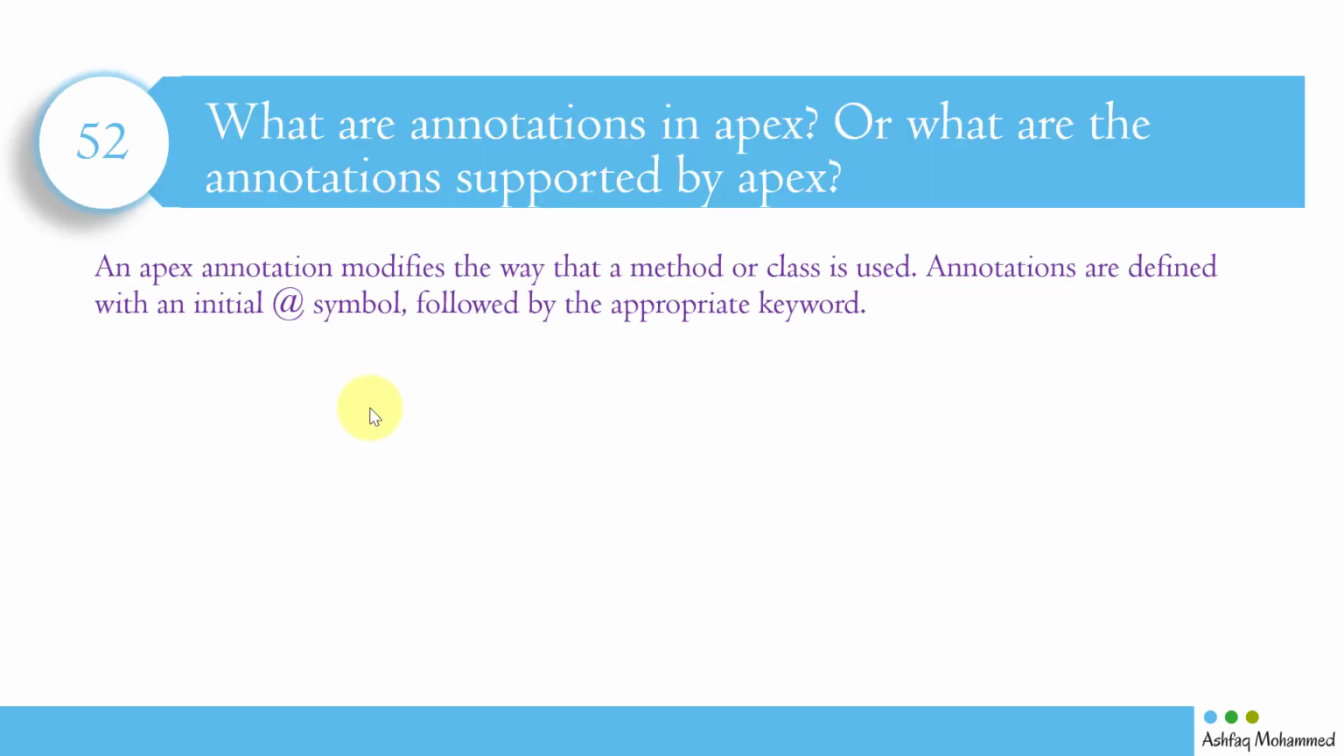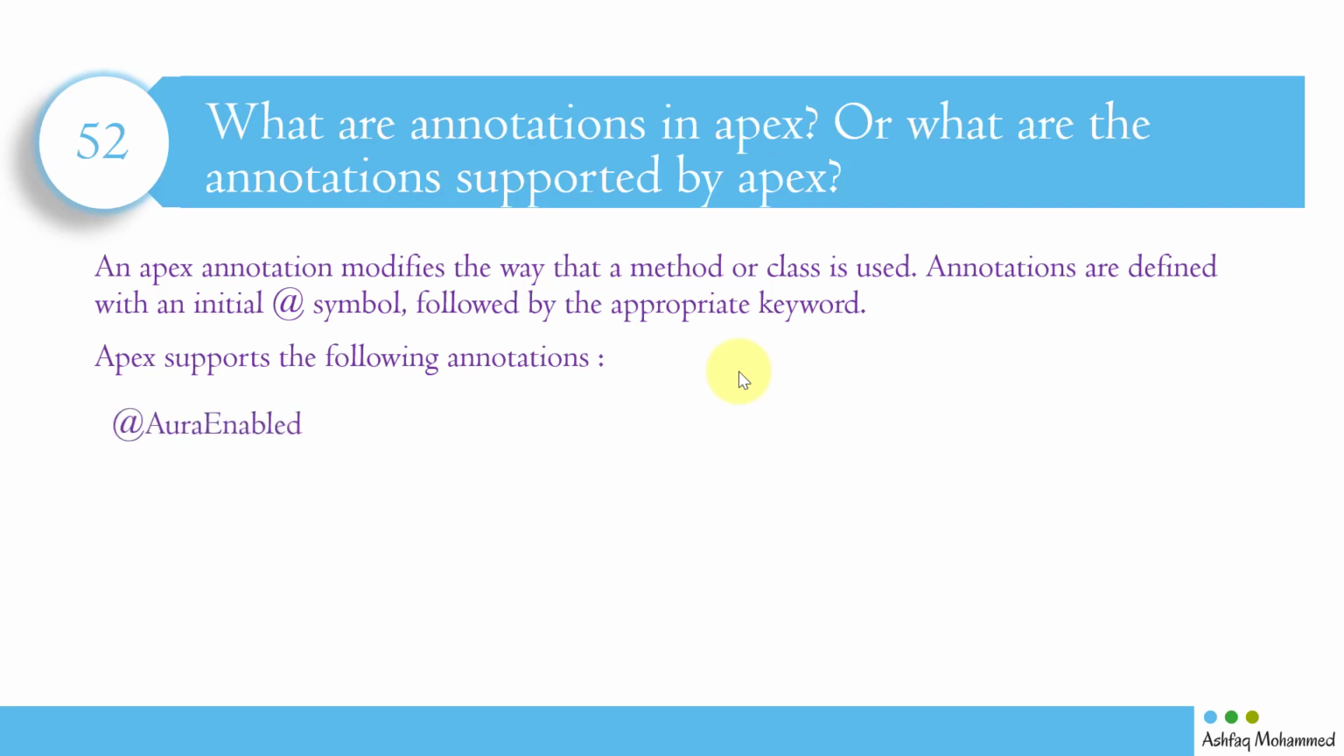So what are annotations in Apex? An Apex annotation modifies the way that a method or class is used. Annotations are defined with an initial @ symbol, followed by the appropriate keyword. Let's see what it is, and then I'll explain a little bit more. So Apex supports the following annotations.